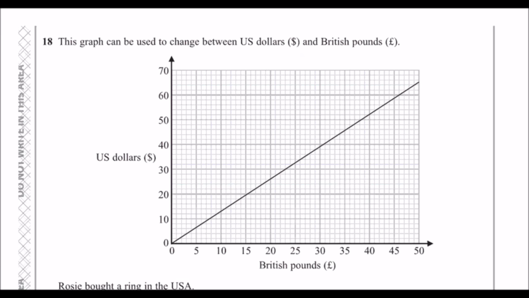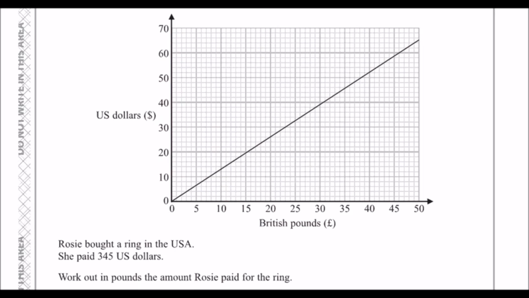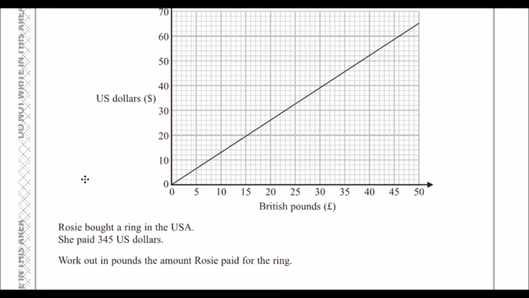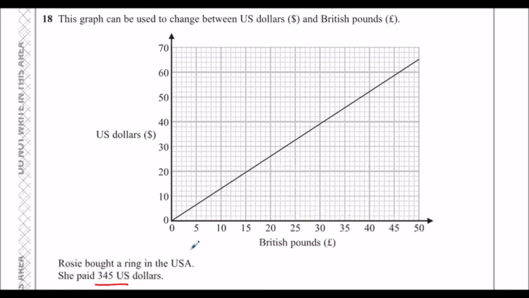Question 18. This graph can be used to change between US dollars and British pounds. So we've got a conversion graph. Rosie bought a ring in the USA. She paid $345 US. Work out in pounds how much she paid. So we need to change $345 into pounds. So we don't have $345 on this graph. So we're going to have to use a different measurement and scale it up.